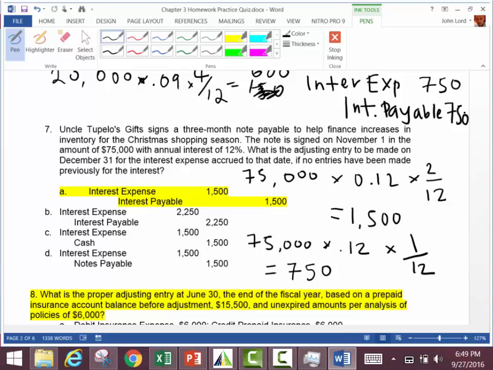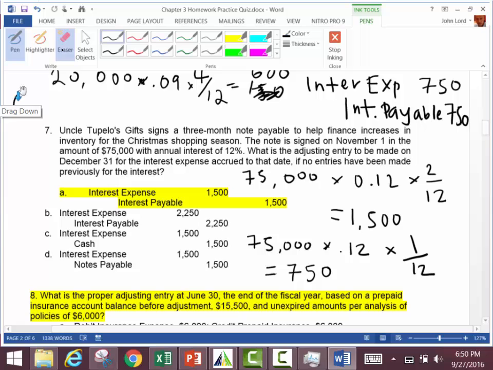Are you going to pay him cash? Yes. Okay, so I guess you better credit cash, right? Do I erase all of this? No, you don't ever have to erase it. Just write it up there right above number 7, right where it says Uncle Tupelo. Go ahead and credit the cash. You got to pay cash.